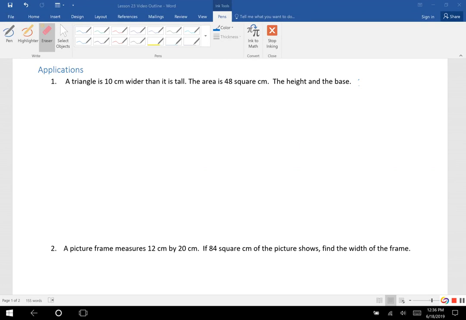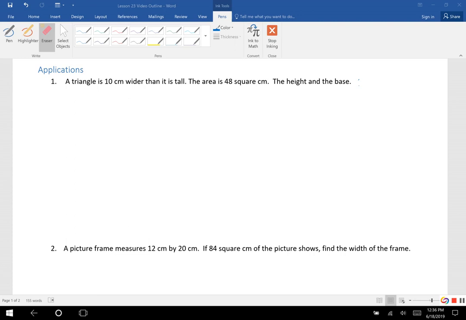This is our last lesson of the semester. We're going to be talking a little bit more about quadratics, mostly because I want you to have a little bit more practice working with these equations. They're definitely going to be on the final exam, and definitely things you're going to see in Math 121.